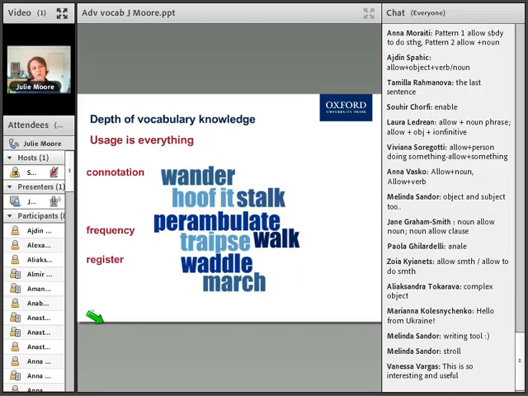Now, this might seem a strange thing to say, but I've come across a lot of advanced learners who are reading very widely and taking in lots of vocabulary, and then they use a very unusual word in the middle of an ordinary sentence.